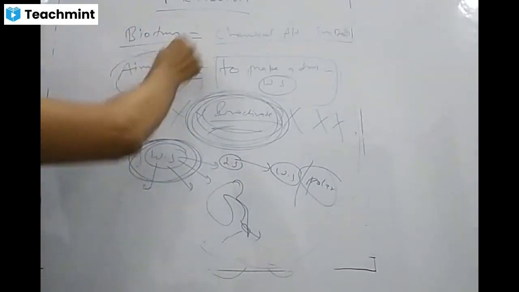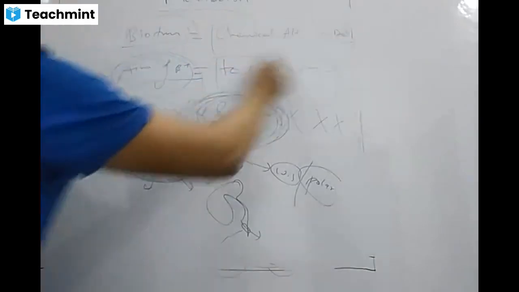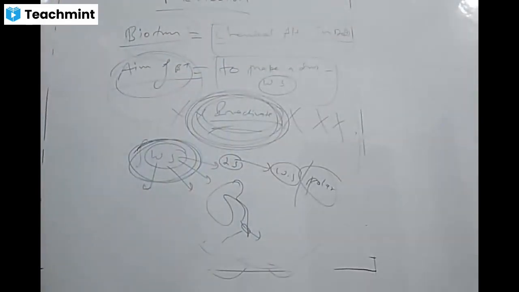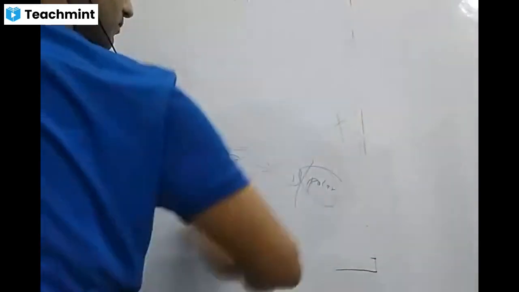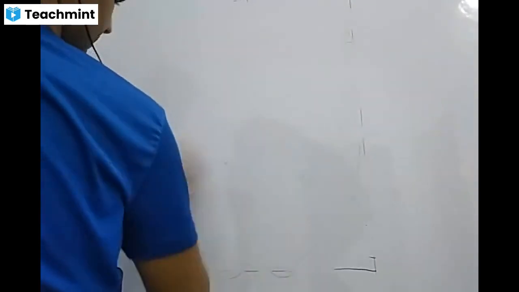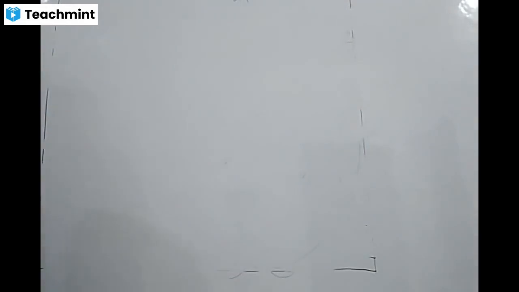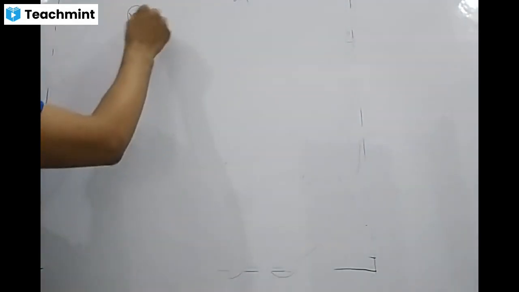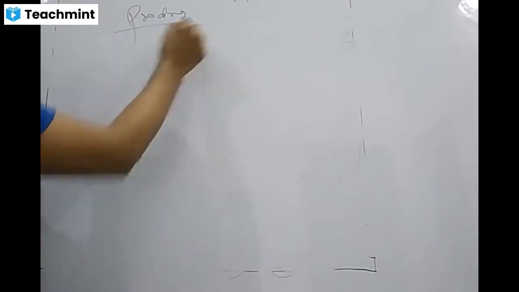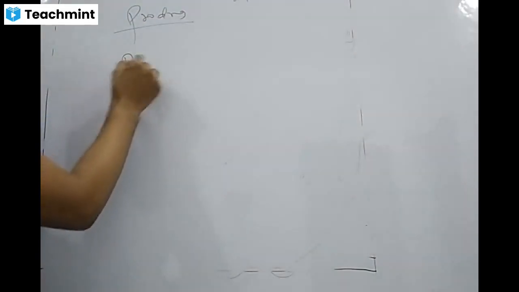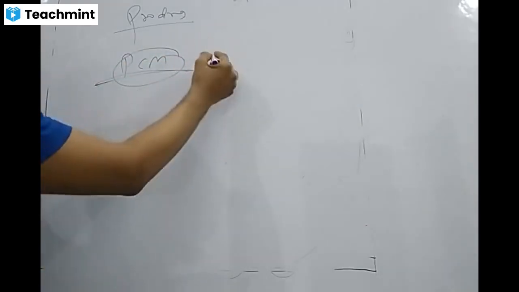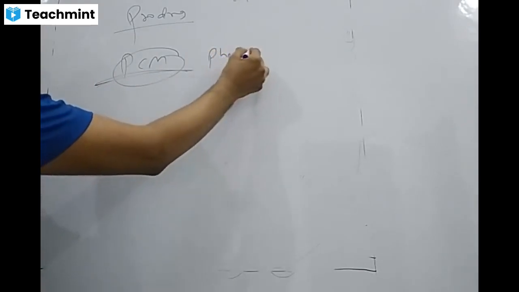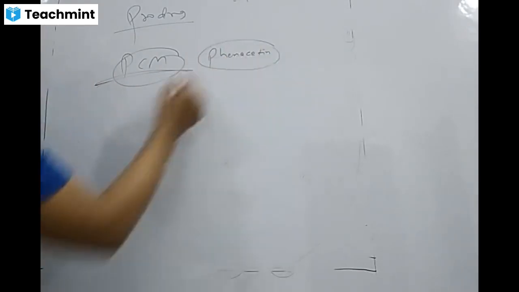So this is the main aim of biotransformation, to make a drug water soluble. And what is biotransformation? That is chemical alteration of a drug in the body. And what are the functions of biotransformation? That include inactivation of a drug, more activation of a drug, and there may be no change in the activity. And there is a concept of prodrug. Suppose there is PCM, paracetamol, and there is one prodrug, phenacetin. Why do we make a prodrug?